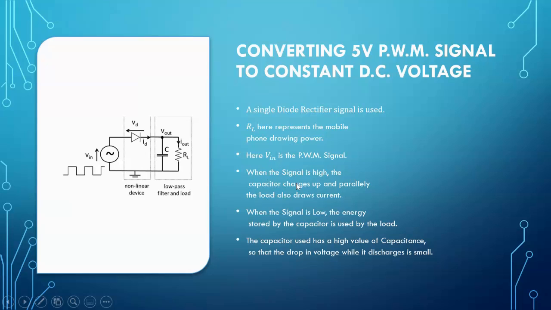And when this signal is high, the capacitor charges up, and in parallel the mobile phone is also drawing current. And when the signal gets low, then the load resistor will draw current from the capacitor. So in this way we can ensure that an almost constant voltage is being supplied to the load, and the capacitor over here should have a high value of capacitance so that the drop in voltage across the capacitor is very small while it discharges.